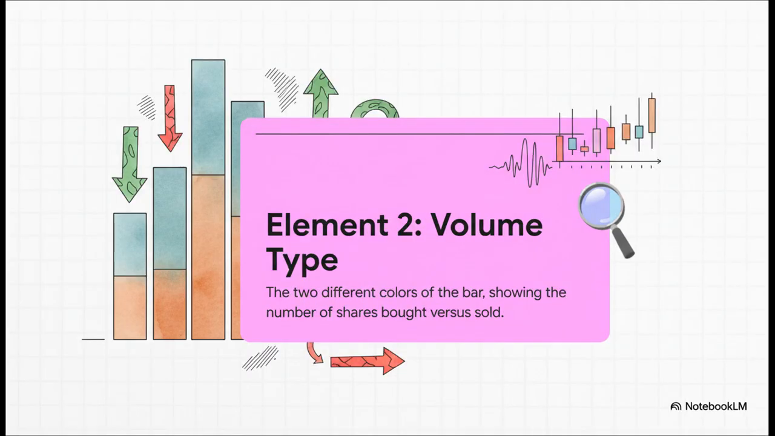Second, you've got volume type. You'll notice the bars have two different colors. This is so important. One color tells you the volume on days the stock closed up, and the other color shows the volume on days it closed down. This gives you an instant snapshot of who won the battle at that price, the buyers or the sellers.